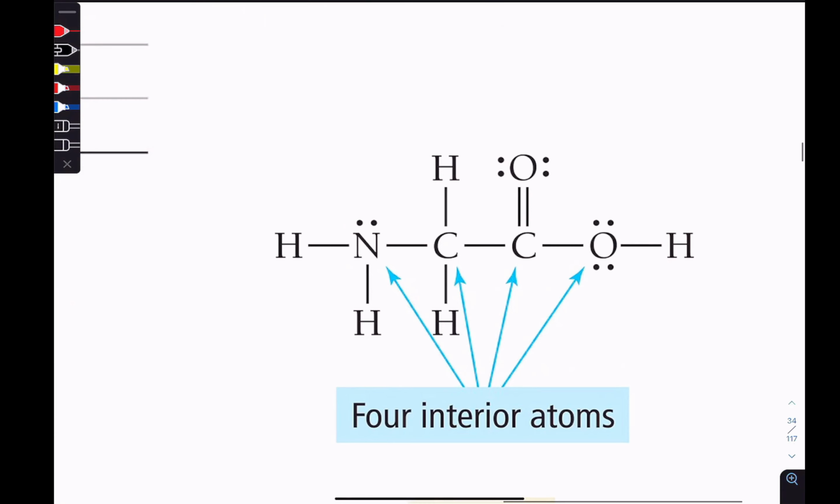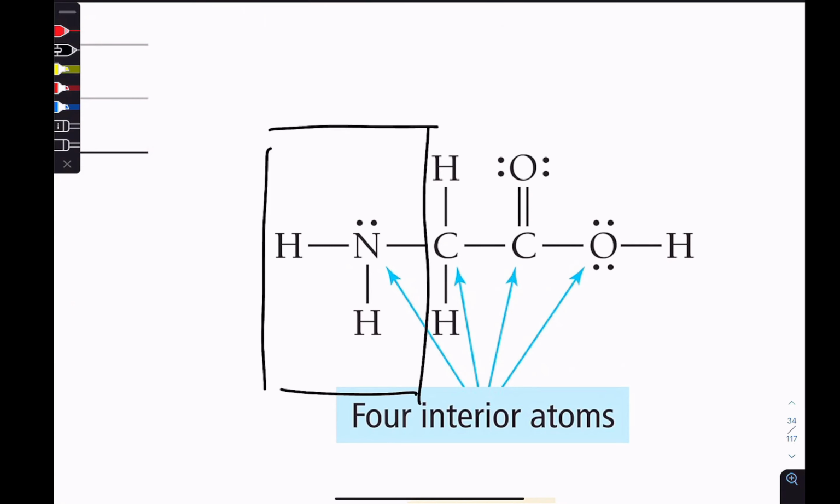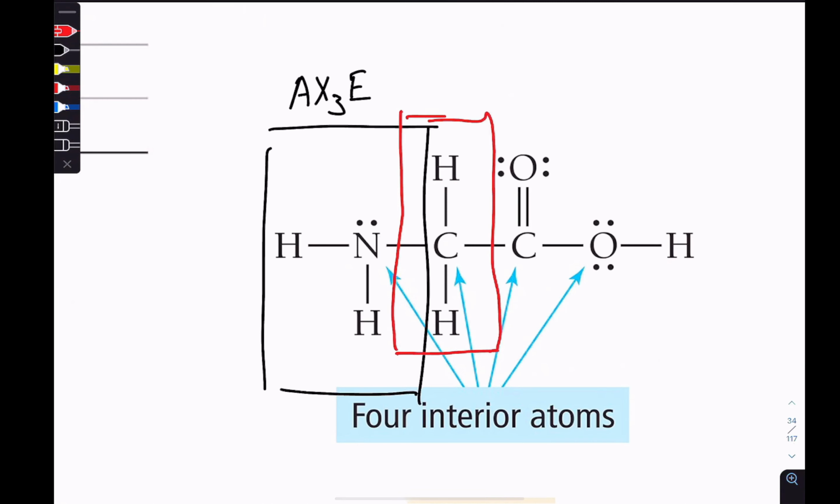So we'll just isolate them. If you've got your Lewis structure, we cut this off here if we're going to do nitrogen and say, okay, inside of that box, how many bonding groups do I have? Yep, so this would be AX3, and how many lone pairs? AX3E. And then if we're going to do carbon, then we just make another box, right? So we're only thinking about how many bonds carbon has and not considering the other stuff that's bonded to it. So for carbon, how many bonding groups?